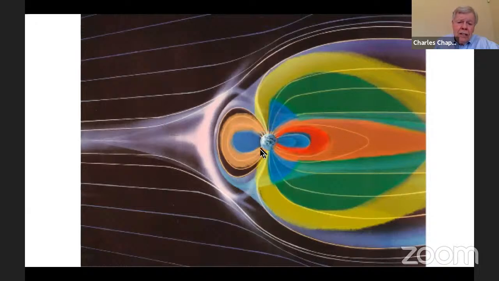We need to try to understand how the ions and the electrons, which are even tougher than the ions, obviously, to measure accurately at very low energies.